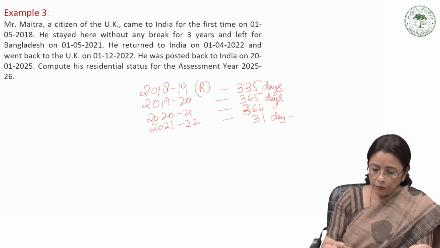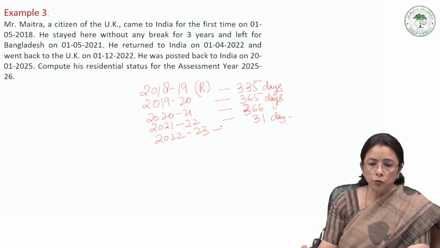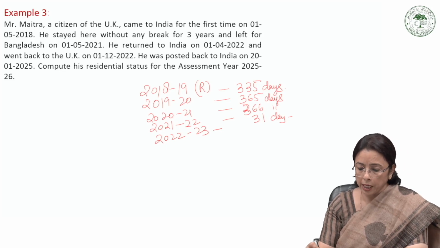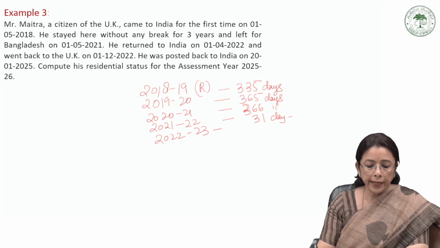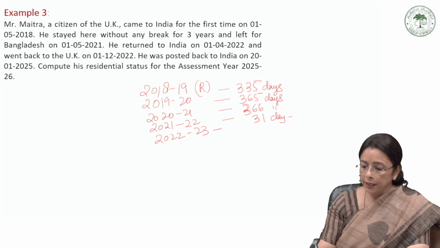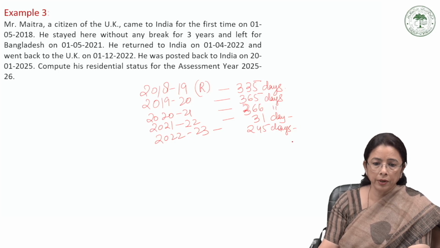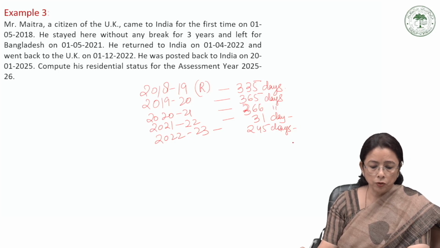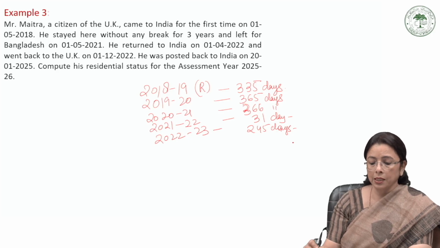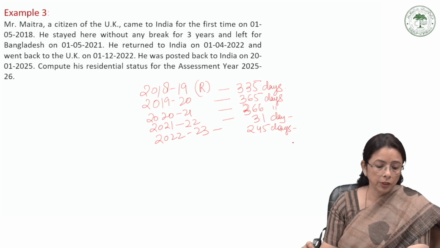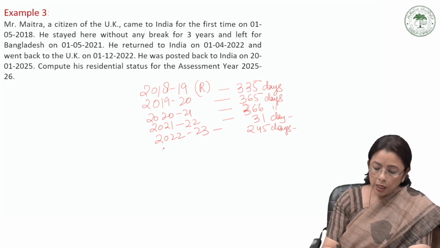The rest of the days he remained non-resident. Then for 2022-23, because he came back on 1st April 2022 and again in the same year in December he went back, counting the number of days, it is 245 days he stayed here. If you just count it on the calendar, you will find it 245 days. Then he again went to UK on 1st December 2022, and he stayed away till 20th of January 2025.